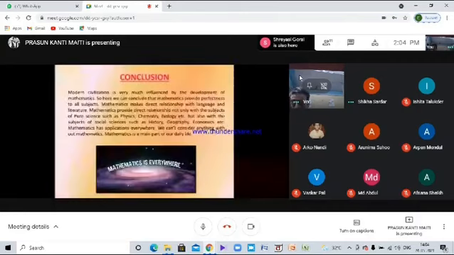Here comes the conclusion. Modern civilization is very much influenced by the development of mathematics. So here we can conclude that mathematics provides perfectness to all the subjects. Mathematics makes a direct relationship with language and literature. Mathematics provides a direct relationship not only with the subjects of pure science such as physics, chemistry, biology, etc., but also with the subjects of social science such as history, geography, economics, etc.